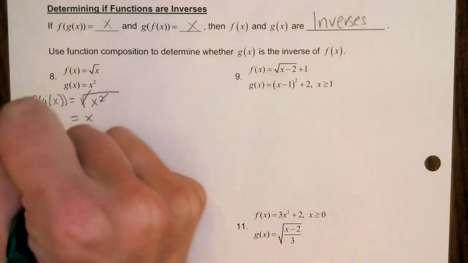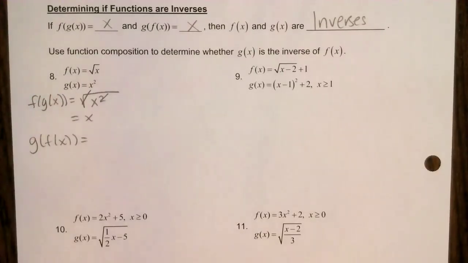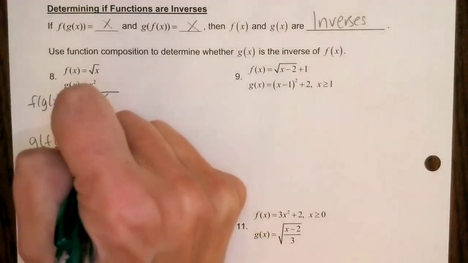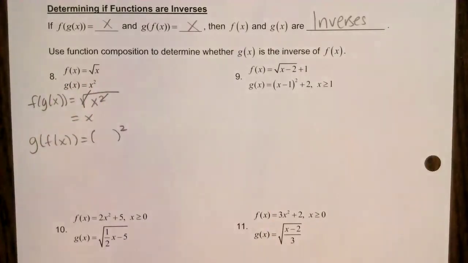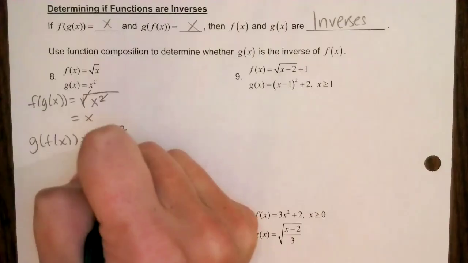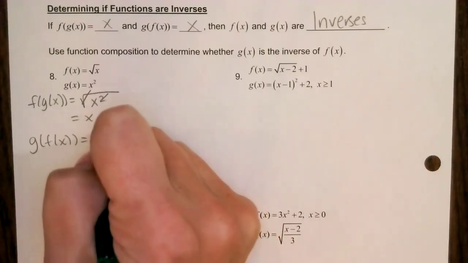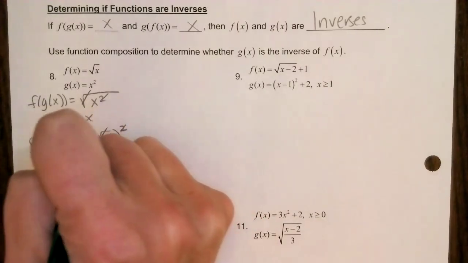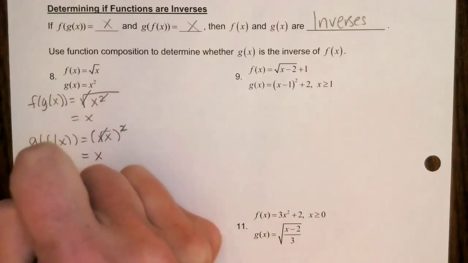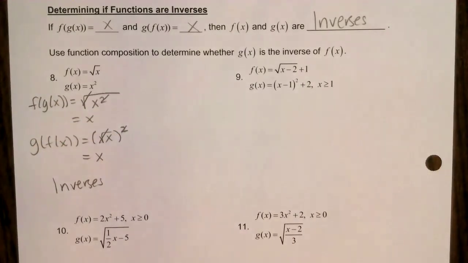Now I try g of f of x, and so the g one is the one on the outside, and that is x squared, and I'm going to place that square root of x inside. And so then the square root and the square cancel, and we get x. So we know that these two are inverses because they both came out to be x.